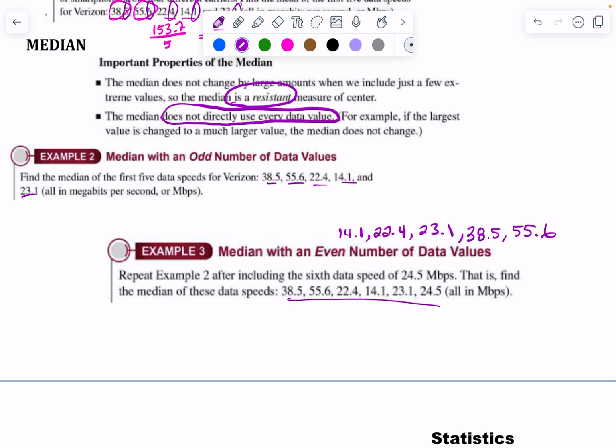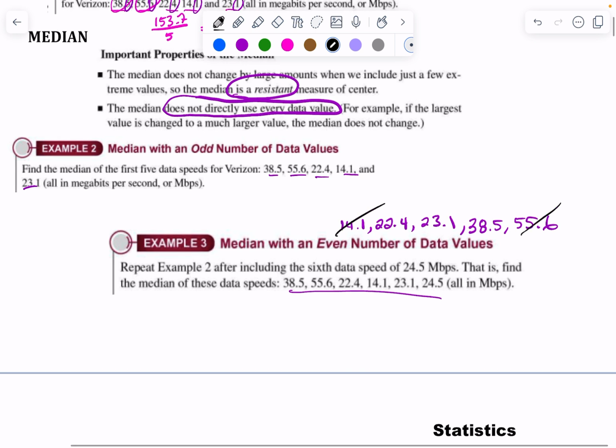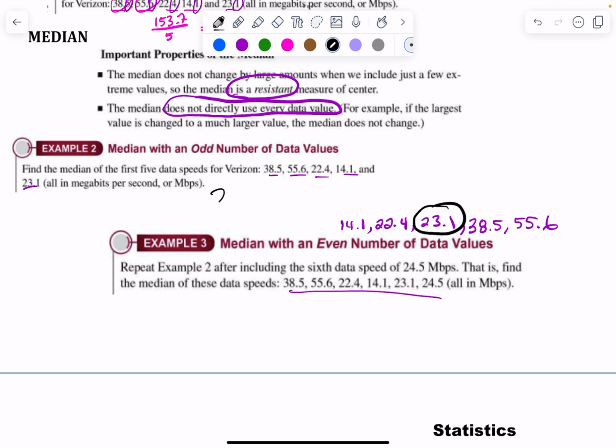Okay, so some of you do this. Cross, cross, cross, cross. I don't do it that way. I'll show you how I do it here in a second. This is the median. 23.1 is what the median will be if I have 5 numbers, okay? If I, let me go back.